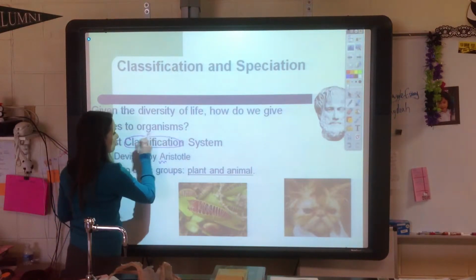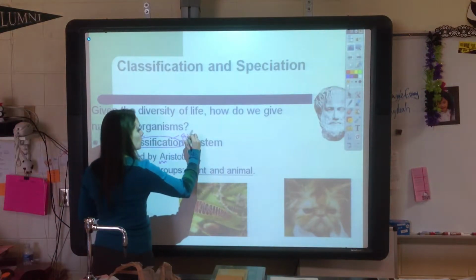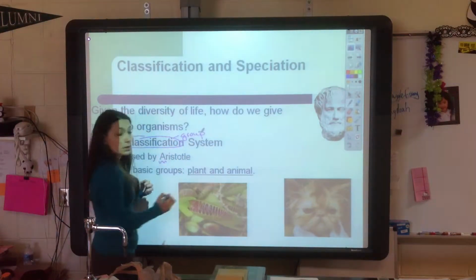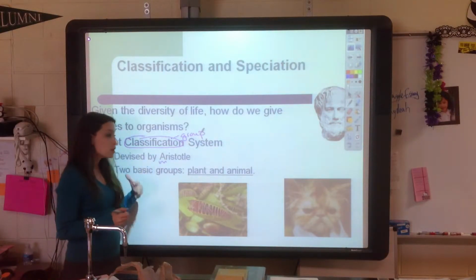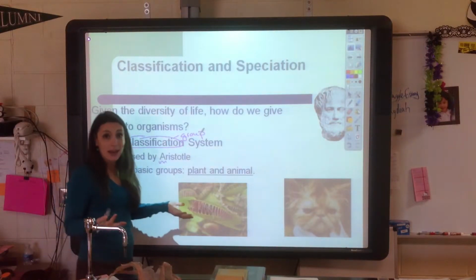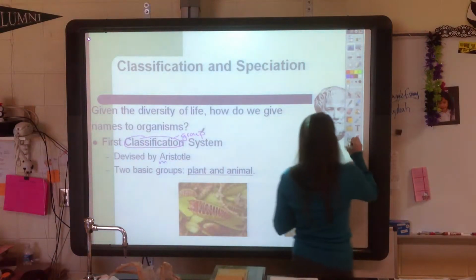Classify means to group. So next to classification, if you'll write group, it means to group organisms according to their similarities. So Aristotle started by just looking at the organisms. Which ones look similar?